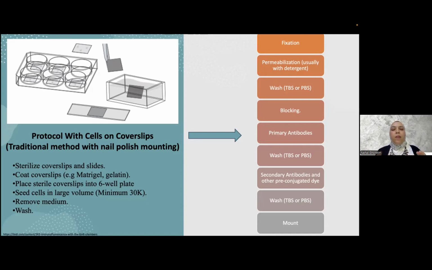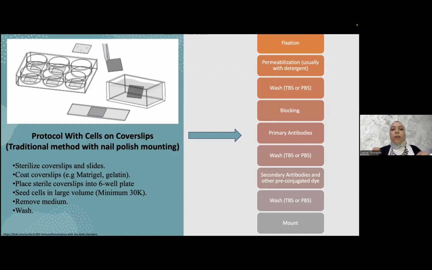In my case, I actually use the cover slips. I put them in distilled water in a bottle that can be autoclaved, and then I put them in the autoclave for a cycle, and then remove them using sterile forceps under the laminar flow, and then put them in the 6-well plate as we can see here.